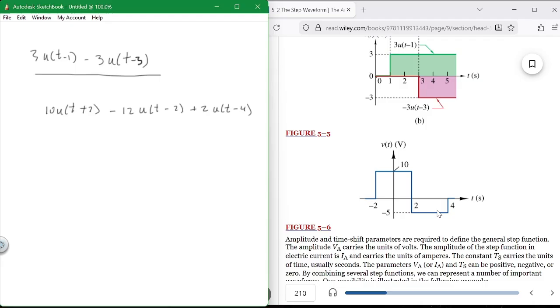You see the game? At minus 2, we say t plus 2. At plus 2, we say t minus 2. So it's a plus to the left, a minus to the right, and then we go up 10, and we stay at 10 until we go to plus 2, and then we subtract 12. And then at 4, we add 2, and we're done. That's all it is.